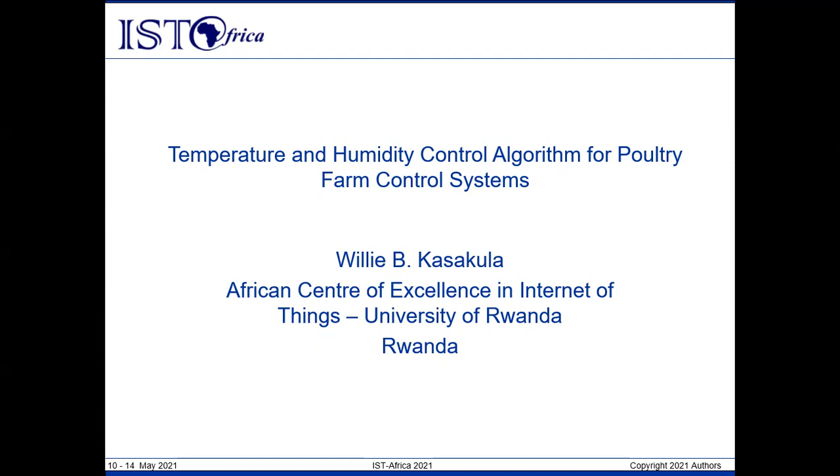So poultry farm control systems are embedded systems that are used to control the environment in poultry farms. And by the environment, what I mean is the temperature, the humidity, the air speed, air quality, light intensity, the noise, etc. All the environmental parameters that can affect poultry growth.